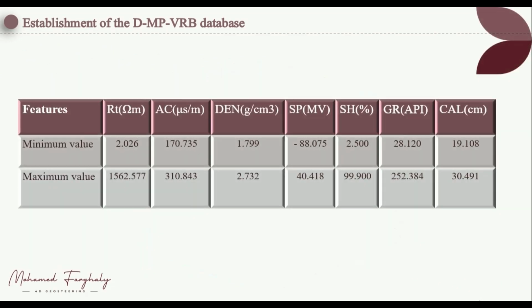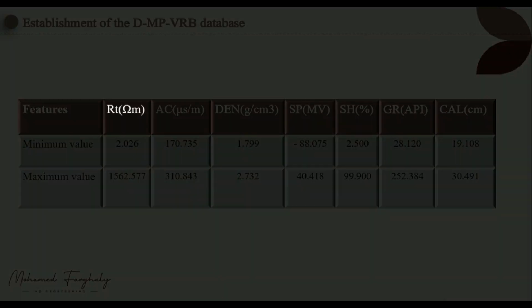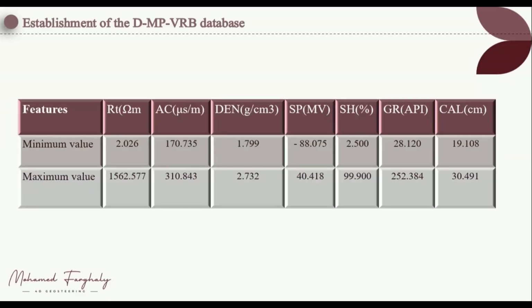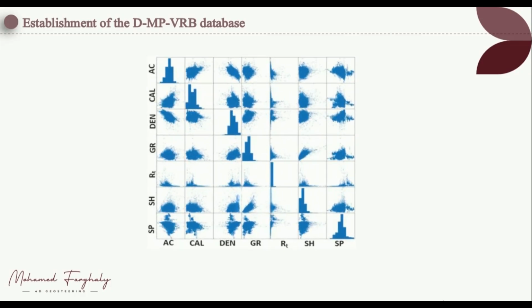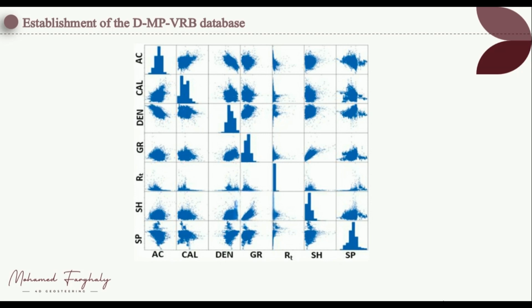The feature parameters for each dataset include true formation resistivity, acoustic density, spontaneous potential, shale content, gamma ray, and caliper, as outlined in this table. The feature parameters undergo min-max standardization processing. After employing a Python-based data analysis and processing module to cleanse the acquired data, correlation analysis of the feature parameters reveals that only gamma ray and shale content exhibit a strong correlation. Consequently, the rest of the feature parameters are selected for model training.